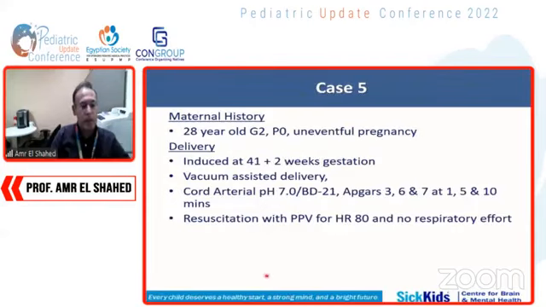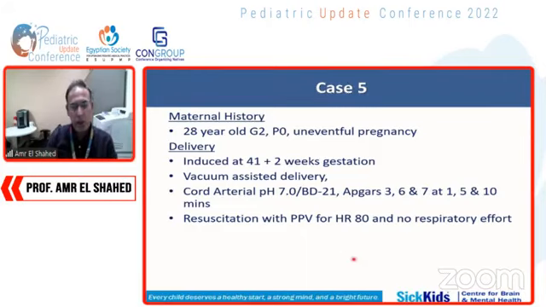The last case I will present here is about a lady who was 28 years old, and the pregnancy was otherwise uneventful. The patient was induced at 41 plus 2 weeks of gestation. There was vacuum-assisted delivery. The cord gases were mildly acidotic. The Apgar scores were 3, 6 and 7. The patient required resuscitation, including BVM, and there was no respiratory effort in the beginning. So the patient was initiated on CPAP and then intubated after that.